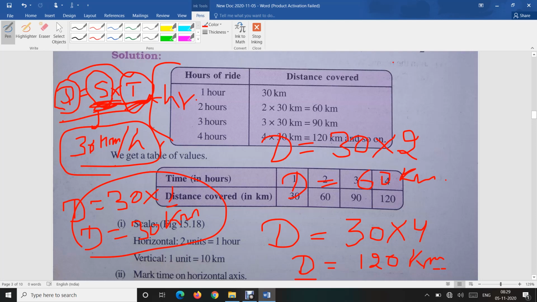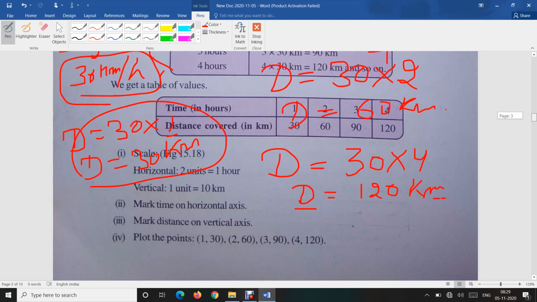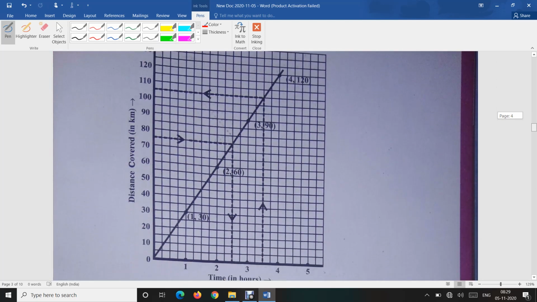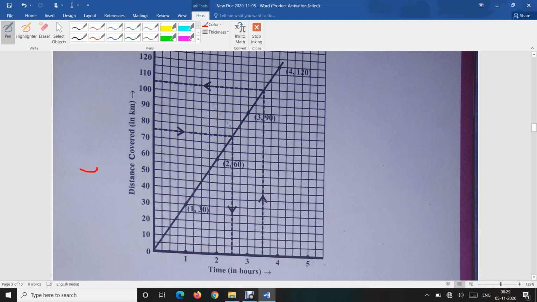So while drawing the graph, you have to draw this graph yourself. You can see here you will take time on the x-axis and distance on the y-axis, because distance is the dependent variable. So distance will be taken on the y-axis and time will be taken on the x-axis, because here distance is depending on the time.